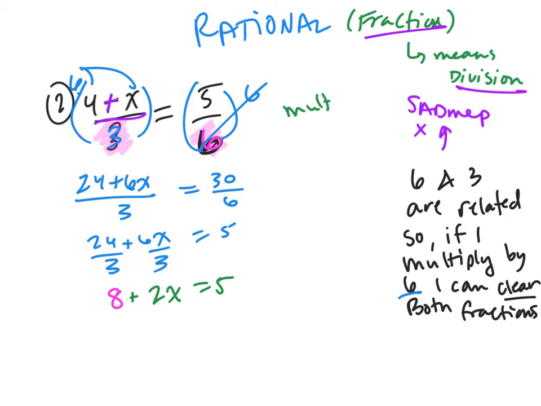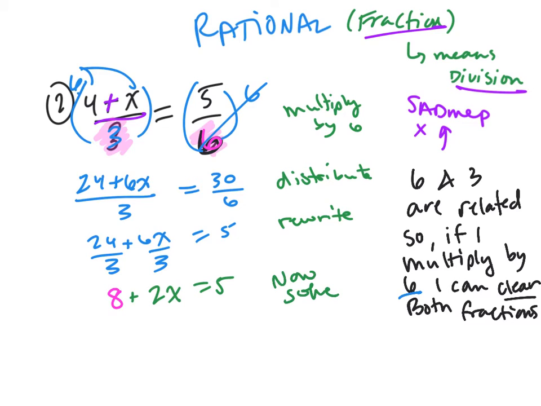Multiply by 6. And then I'm going to distribute, and then rewrite, because I had these 2 fractions. And now solve this linear equation. So I'm going to get rid of my 8 on both sides.